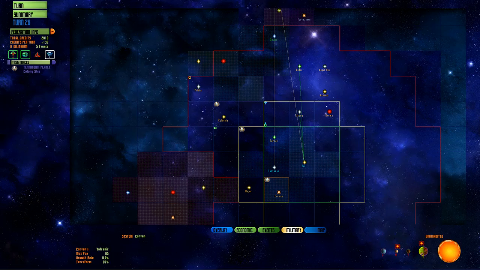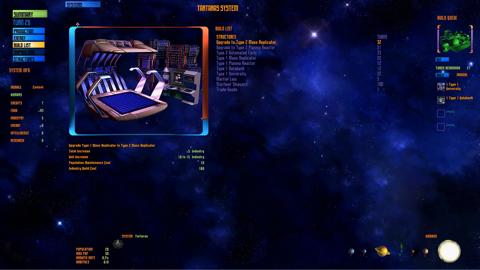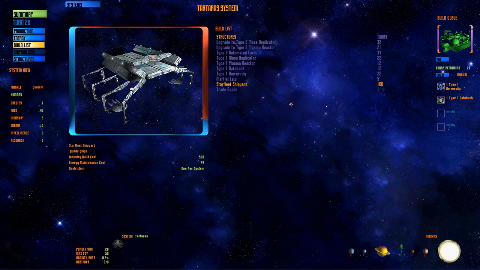System is 97%. Then we'll build another troop transport. Build some farms and tanks. Okay. Over here we're building universities and tanks in 21 turns. It's taking a long time.